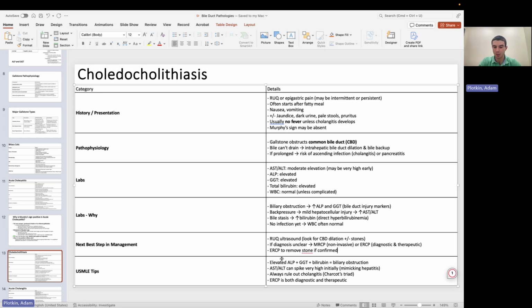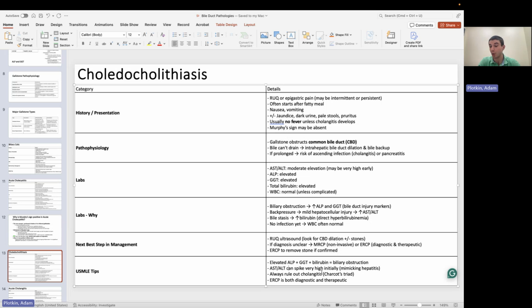So USMLE tips, we're going to look for elevated ALP and GGT and bilirubin. That tells me there's a biliary obstruction, likely in the common bile duct. The AST and ALT can spike very high initially and can almost look like a hepatitis. Remember, acute hepatitis, we'll usually see them in the thousands. We're probably not going to get that high in choledocholithiasis.